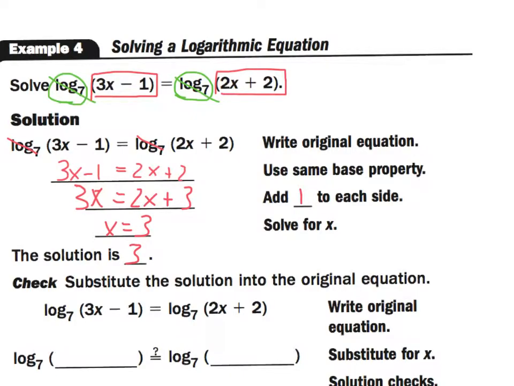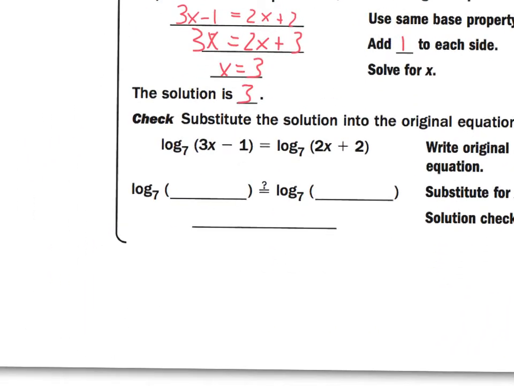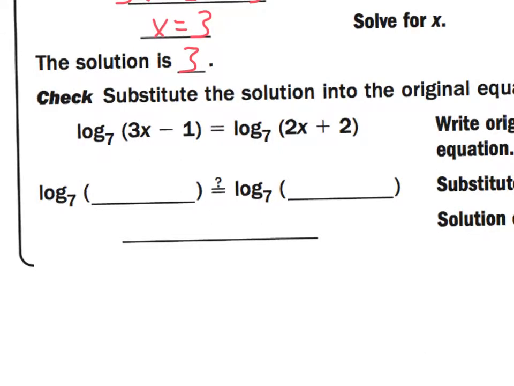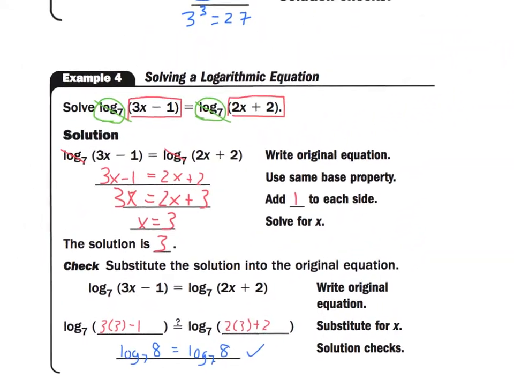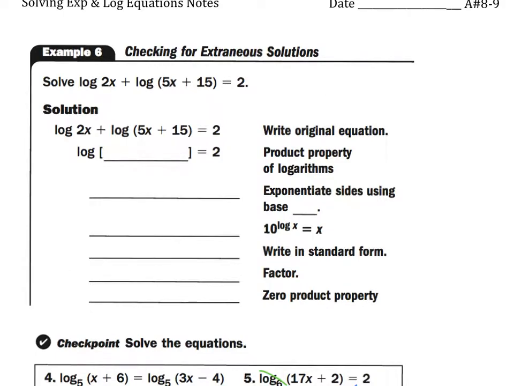Double check that, and of course the check can be a mental exercise. When I plug 3 in, I get 3 times 3 minus 1, and over here is 2 times 3 plus 2. All this here is 9 minus 1, so I get log base 7 of 8 equals log base 7 of, and this becomes 6 plus 2, also 8. So we see that even if we didn't simplify all the way, we do know that they are the same, hence equivalent.